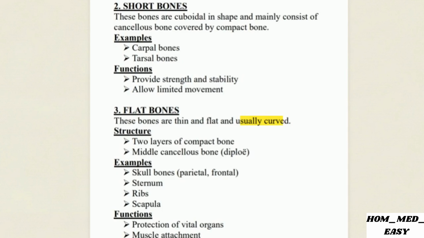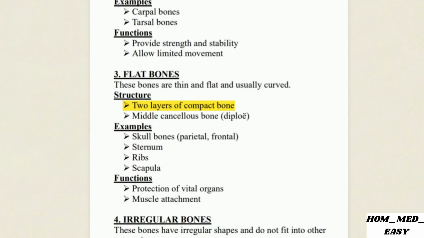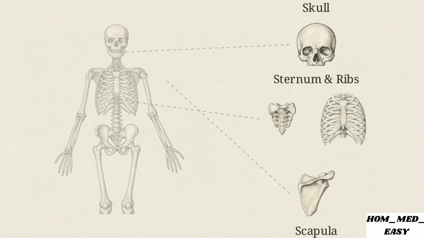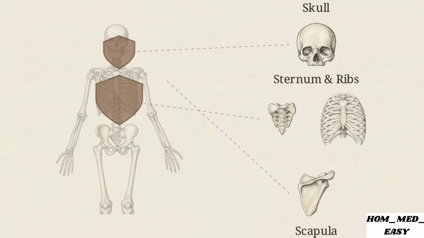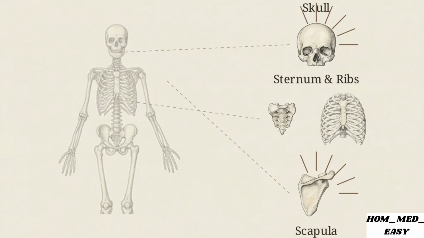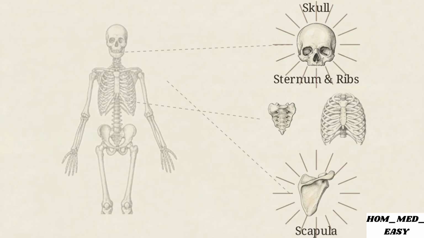Flat bones are thin, typically curved structures. They utilize a sandwich architecture, featuring 2 dense outer layers of compact bone. These dense layers encapsulate a porous middle layer of cancellous bone, known as the diploe. In the skull, sternum, ribs, and scapula, this structure provides high-impact resistance to shield vital organs, while broad surfaces offer area for complex muscle attachments.